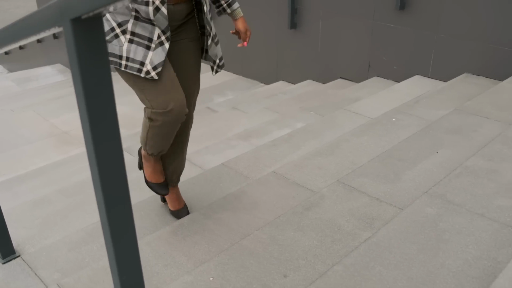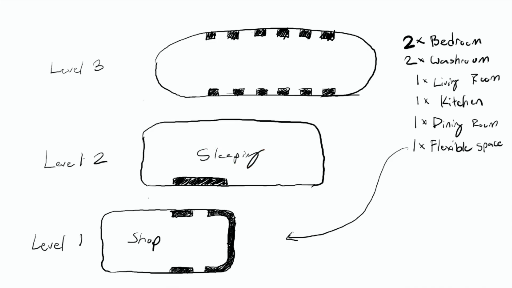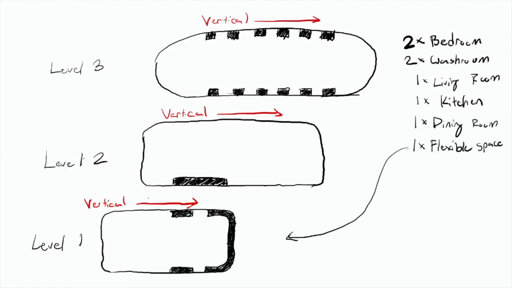Placing stairs in the middle of the floor plan probably won't be a good idea. Instead, we can move the vertical circulation to the outside of the house. That way you can go directly to the 3rd floor without having to set foot in the 2nd floor.